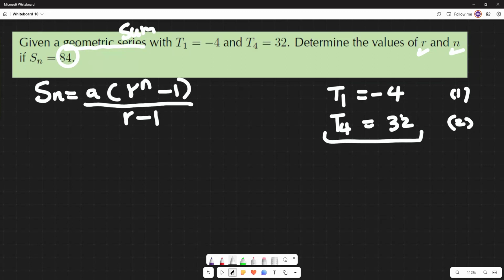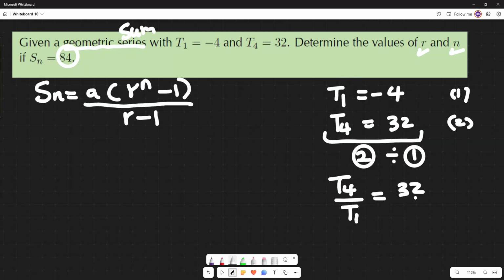So the bigger number is 32 in this case. So we're going to say equation 2 divided by equation 1. You take the bigger one, you divide by the smaller one. So you're going to have T4 over T1. So T4 over T1 is the same as 32 over minus 4.